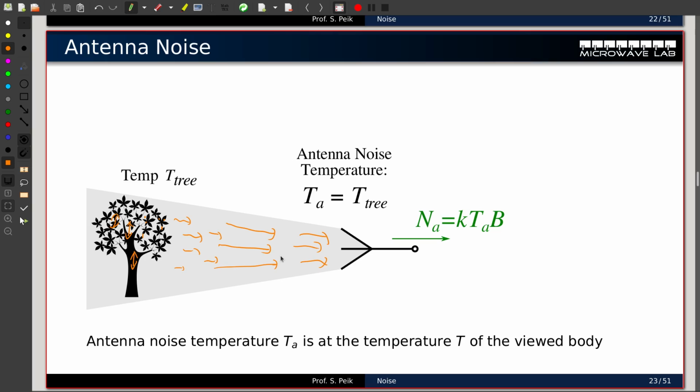That's why we can now define our picked up power. The picked up power is, following this equation here, the noise picked up by the antenna: k times the antenna noise temperature times B. TA is the so-called antenna noise temperature. And this antenna noise temperature is the same as that of the object it's pointing at, in this example here, a tree. That's why we can say TA is just the temperature of the body.